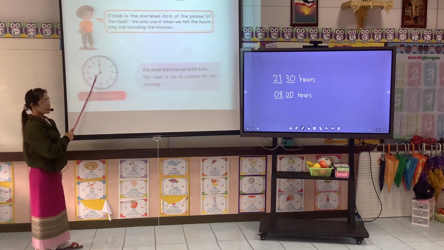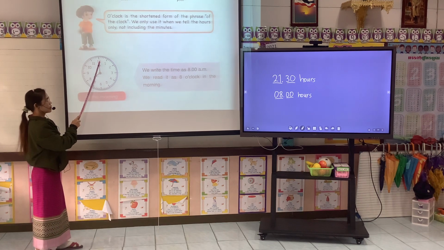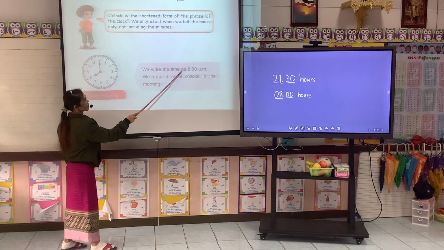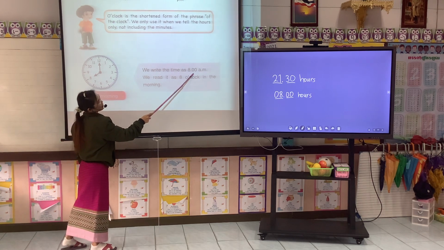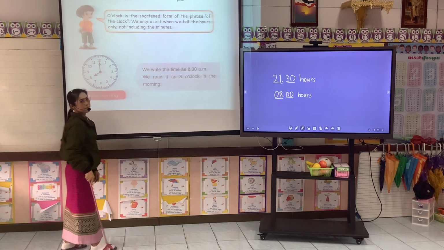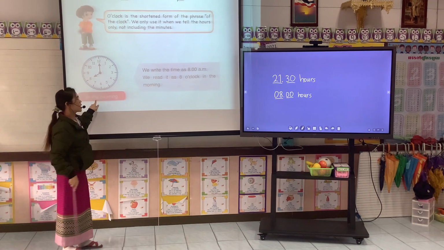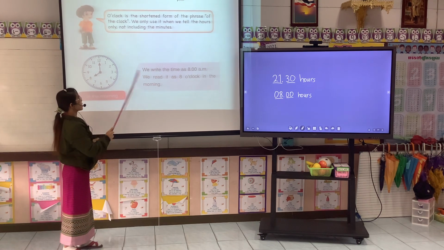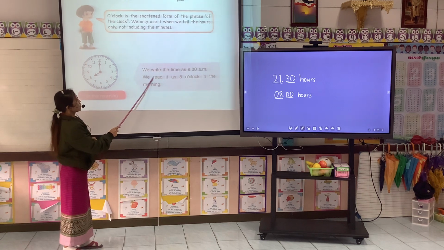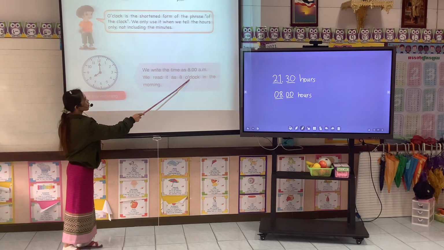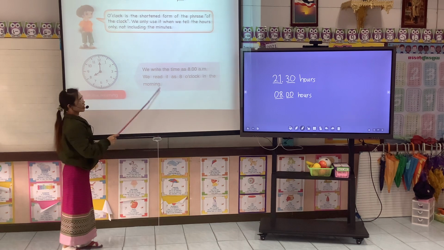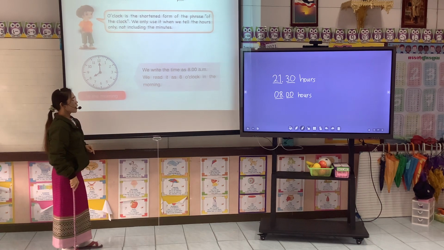The hour hand points at 8, and the minute hand points at 12. We write the time as 8 o'clock a.m. because in the morning, a.m. meaning to say in the morning. So how do we read this time? We read it as 8 o'clock in the morning. Okay? 8 o'clock in the morning.